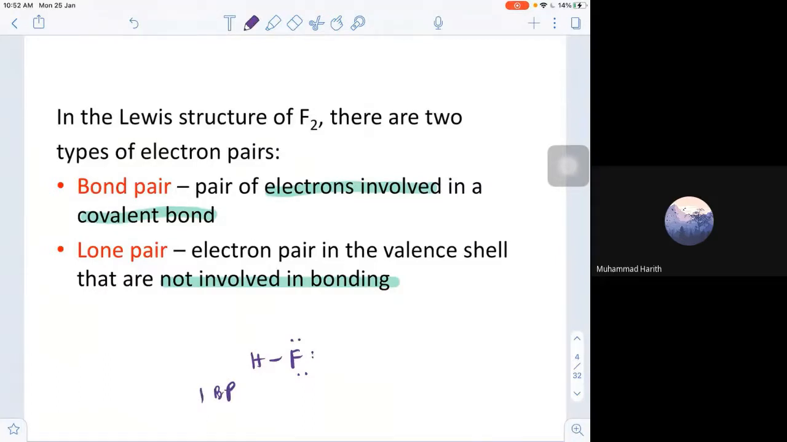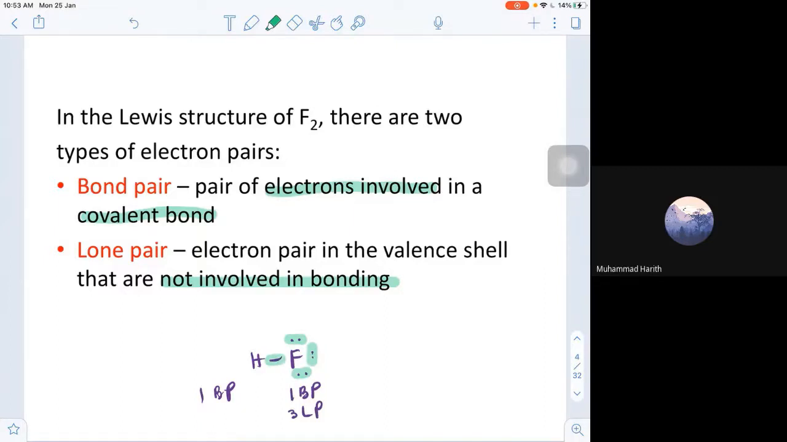Now fluorine. How many electron pairs are around fluorine? Fluorine has 4 electron pairs around it: 1, 2, 3, 4. What are the types of the electron pair around the fluorine? Fluorine has 1 bonding pair and 3 lone pairs: 1, 2, 3. The bonding pair is this.